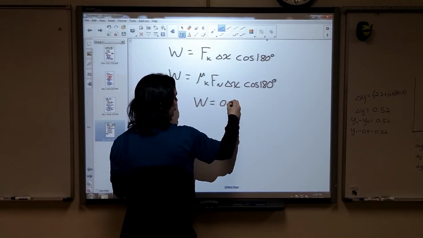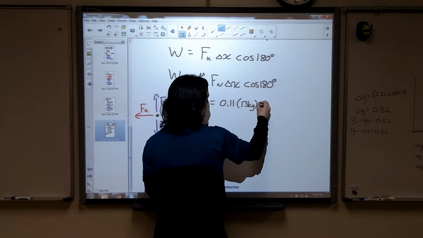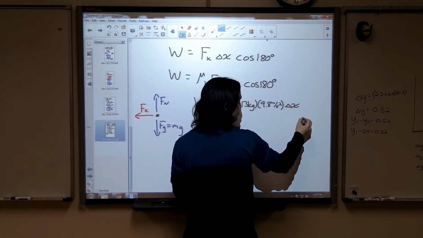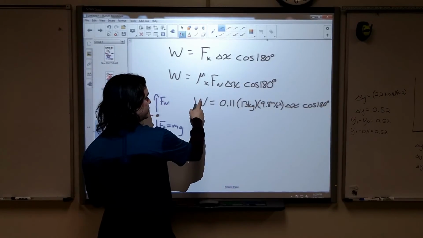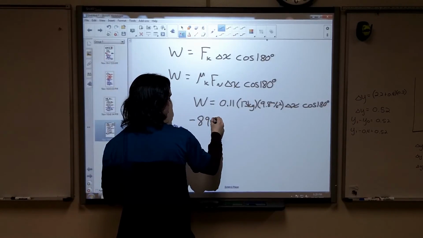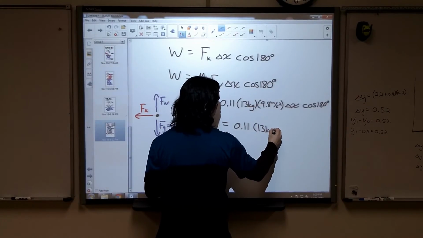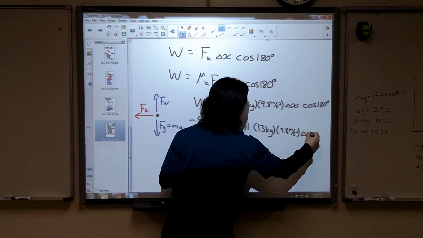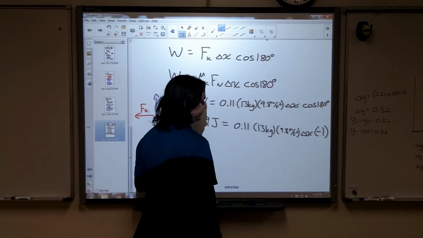My coefficient of friction is 0.11 times my normal force, which is going to be the mass, 13 kilograms, times g, which is 9.8 meters per second squared, times delta x, which I don't know, times cosine of 180 degrees. And here's the last part. My work, we found above, is equal to negative 89.0 joules. 0.11 times 13 kilograms times 9.81 meters per second squared times delta x times, if you plug in cosine of 180, you'll find that it's negative 1.